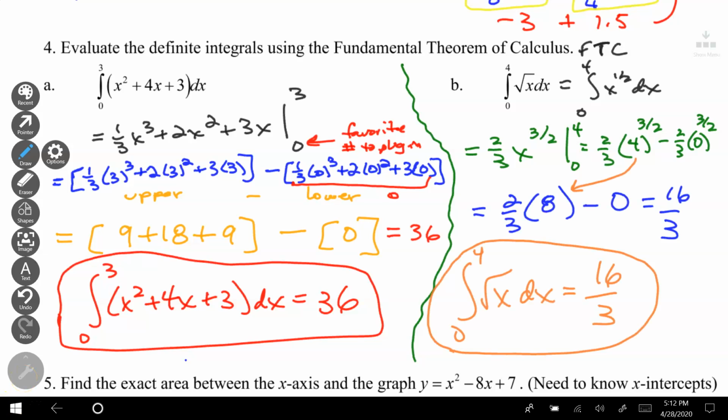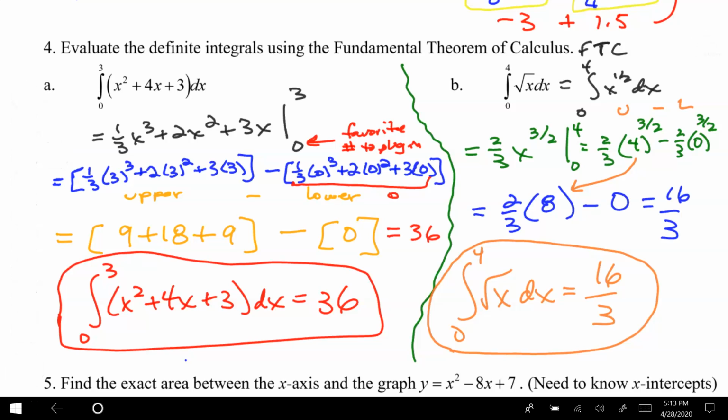So I plugged in 4 and 0 as my upper and lower. As you can see, upper minus lower every single time. 4 to the 3/2 is just 8. Half is the square root of 4, which is 2. Third is 8. So I have 2/3 of 8, which is 16 over 3. So this definite integral of this function is going to be 16 over 3.